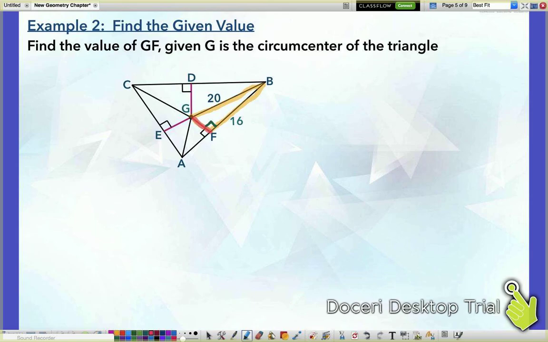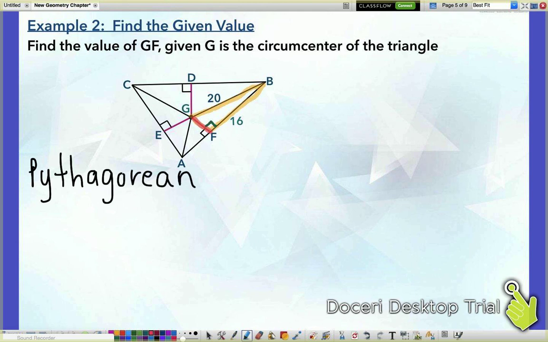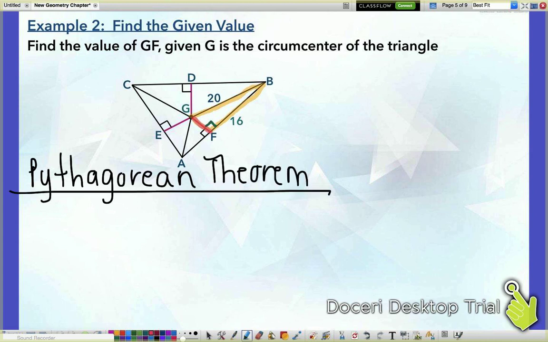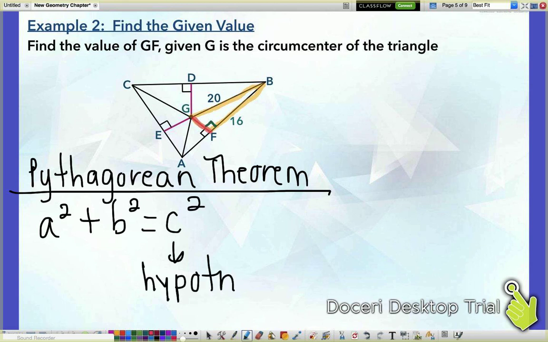Make sure you write it down. Why does that not look right? Pythagorean, wow, theorem. That does not look right. It's a squared plus b squared equals c squared. C is the hypotenuse all the time. Hypotenuse. Oh my gosh, my spelling's horrific.